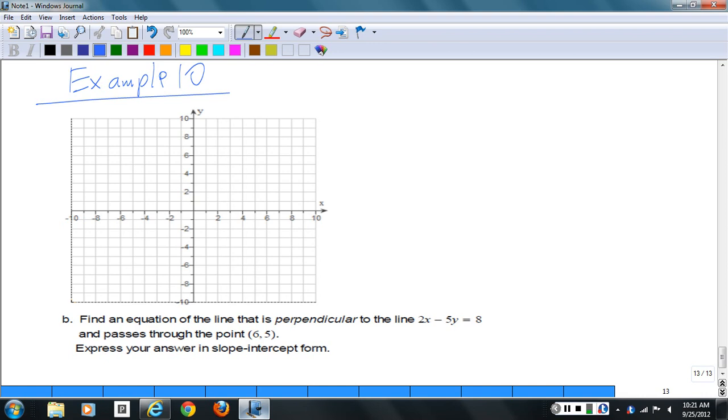We've got a line that's given, 2x minus 5y equals 8. The x-intercept of this line is 4. Check it. Does the point (4, 0) satisfy this equation? 2 times 4 is 8, 5 times 0 is 0, and 8 minus 0 equals 8. Feel good about the point (4, 0)? What's the y-intercept of this line?